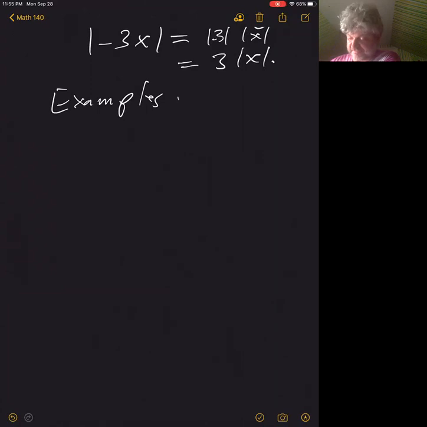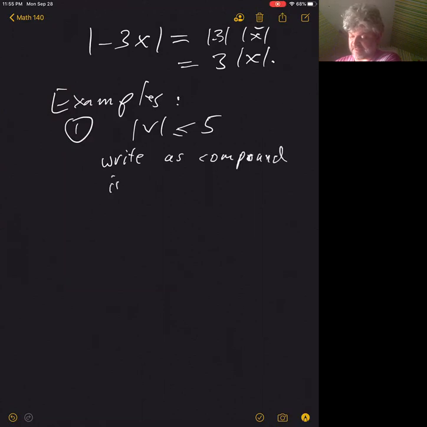For absolute value inequalities, type 1, the simplest type: absolute value of v is less or equal to 5. That's all the numbers between -5 and 5. Written as a compound inequality, you would write -5 less or equal v less or equal 5. A chain of inequalities, 2 inequalities in a row, they have to point in the same direction to make sense. So v is in between -5 and 5.